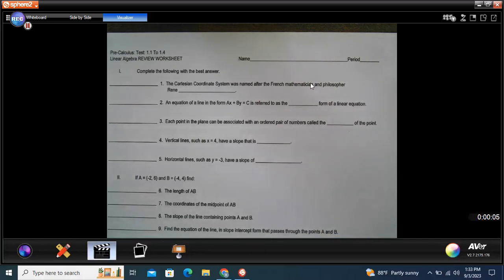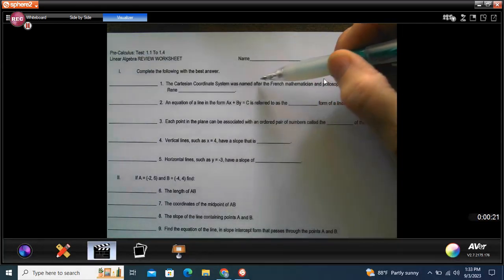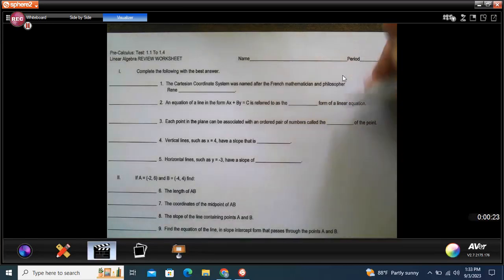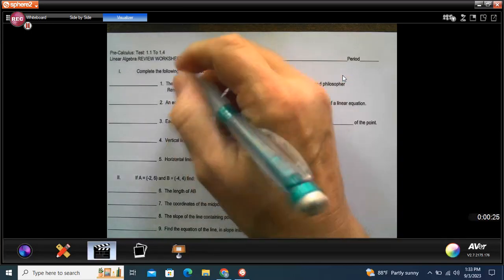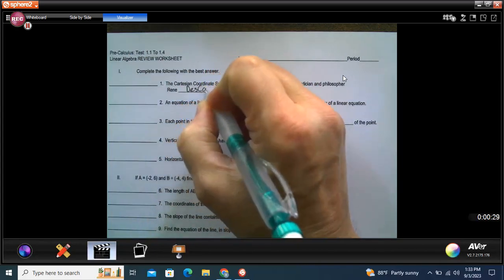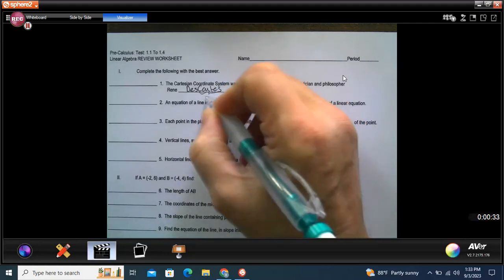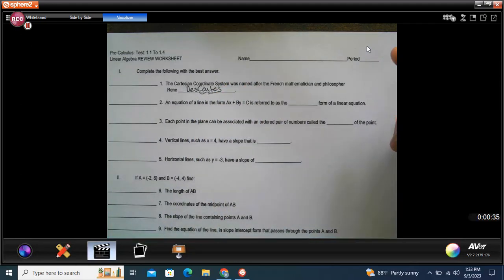A review for pre-calculus for our big quiz coming up, covering sections 1 through 4 in chapter 1. Vocabulary first. The Cartesian coordinate system was named after the French mathematician and philosopher René Descartes. And it's this last part of their name, Cartesian, that they got that from.